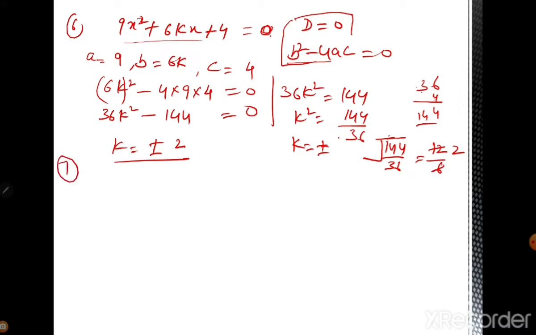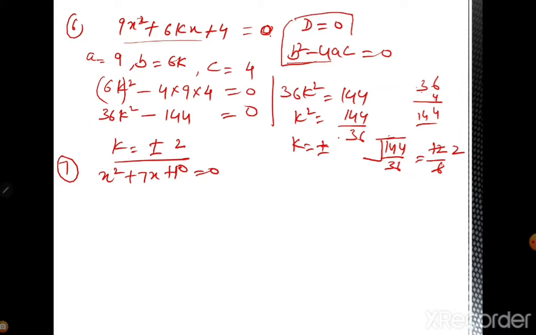Now come to the 7th one. That is, find the roots of the equation. And the equation is what? X square plus 7x plus 10 is equal to 0. This equation is given. It's a very simple question. Now we just have to separate it. Okay. So what is given? X square plus 7x plus 10 is 0.